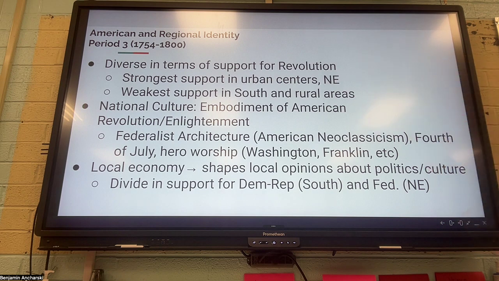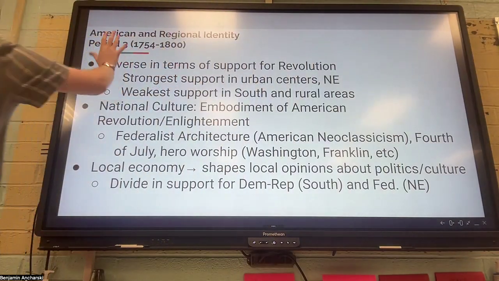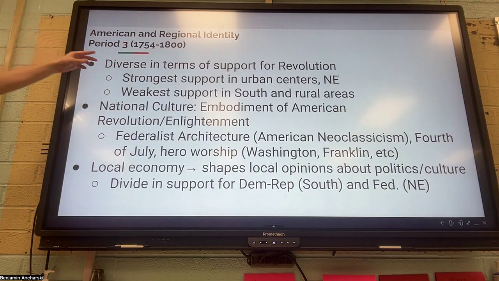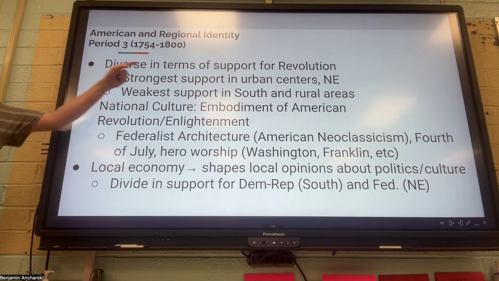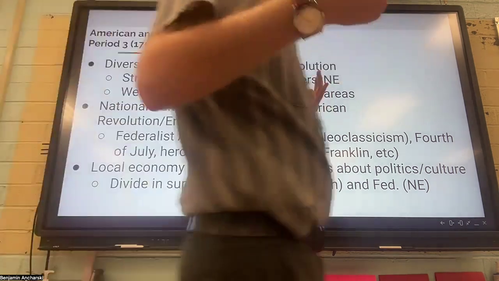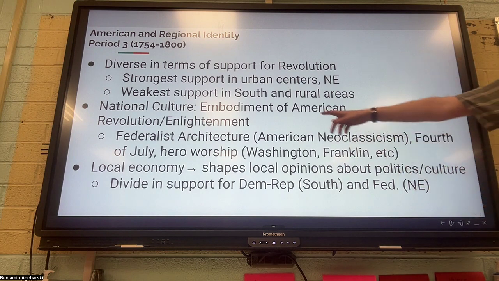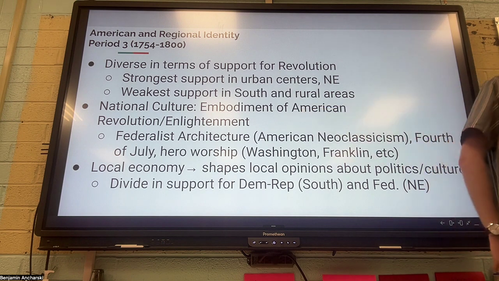Culture in the Revolutionary period. Well, we do see that the regions of the United States are different in where they support the revolution. The Northeast tended to be the most revolutionary. Urban centers tend to have more revolutionary, progressive values compared to the South. So this idea of rural versus urban does play into cultural and political divides in the United States, or what becomes the United States.